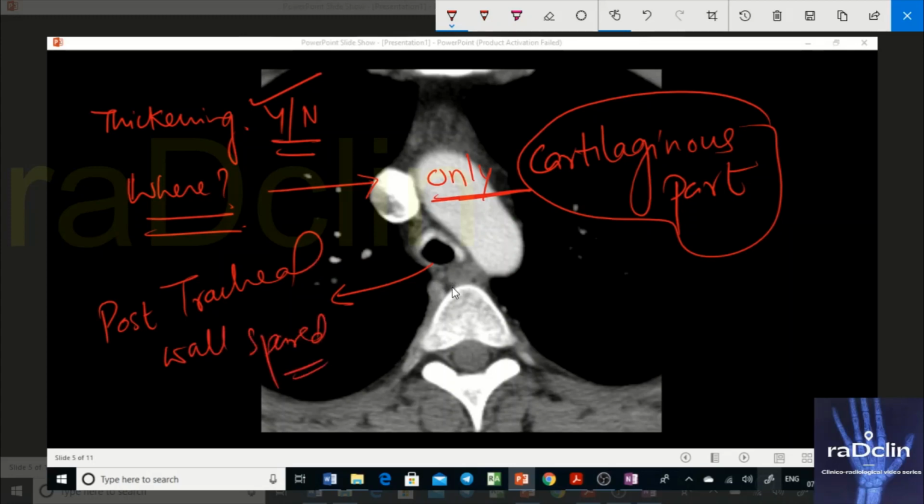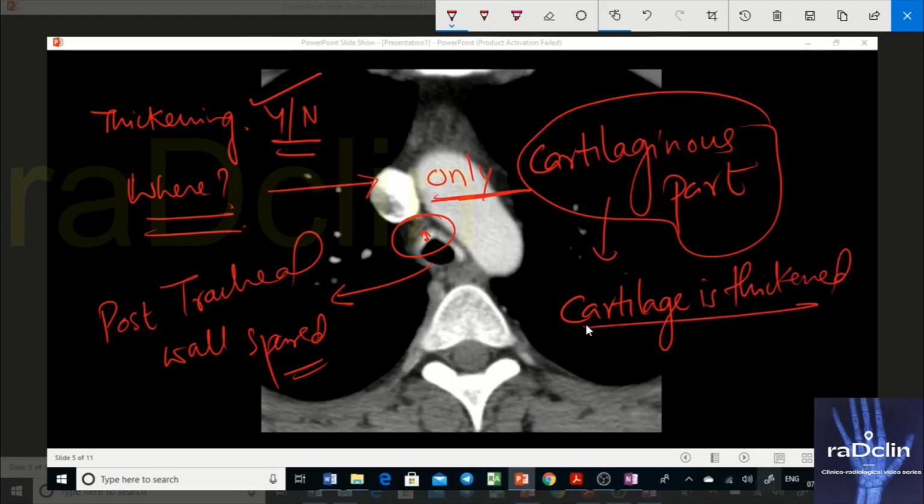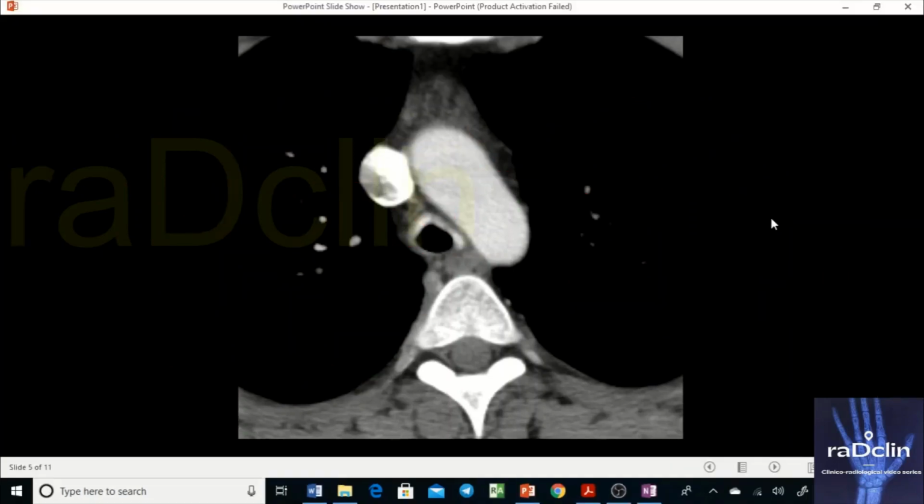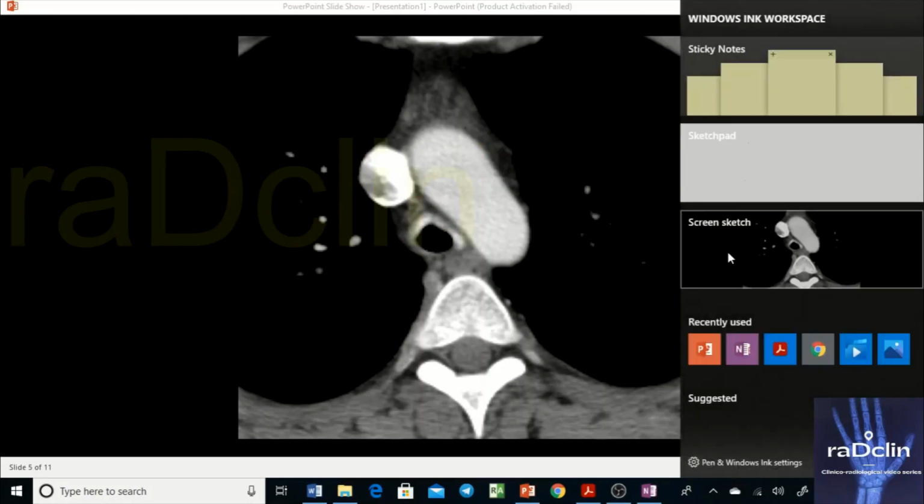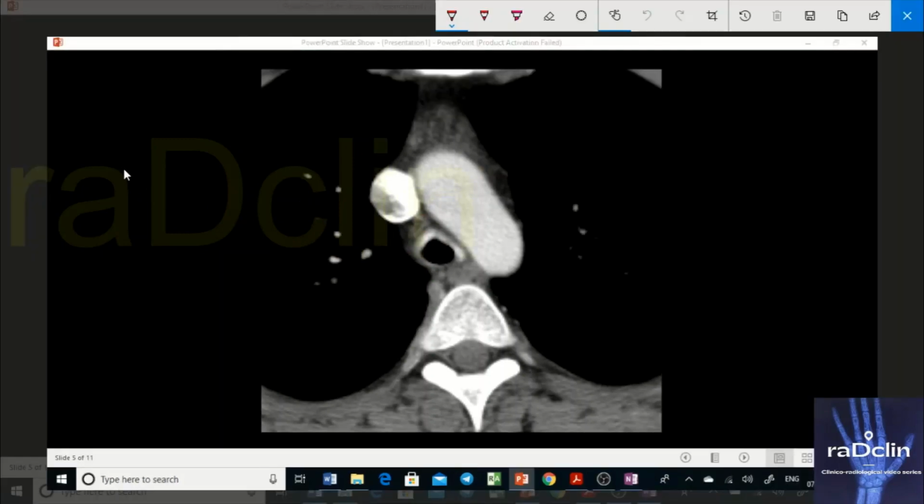Now in the cartilaginous part also, if you see closely, the calcified part is visible and this calcified part is thickened. The cartilage here is thickened. Cartilage thickening is there. So if you see this particular scenario, then definitely you are dealing with cartilaginous edema, and that is what we call chondritis, because we have cartilaginous inflammation.